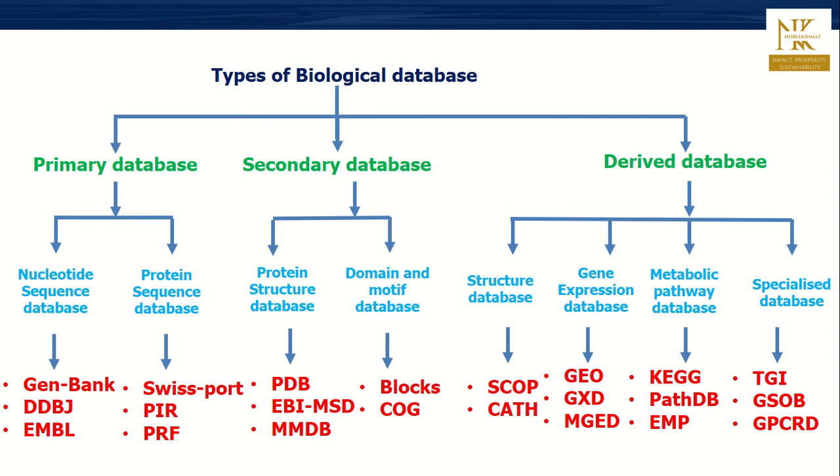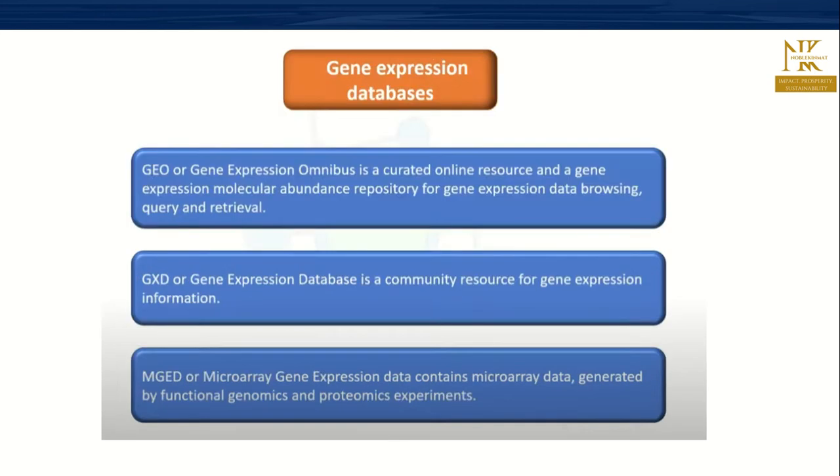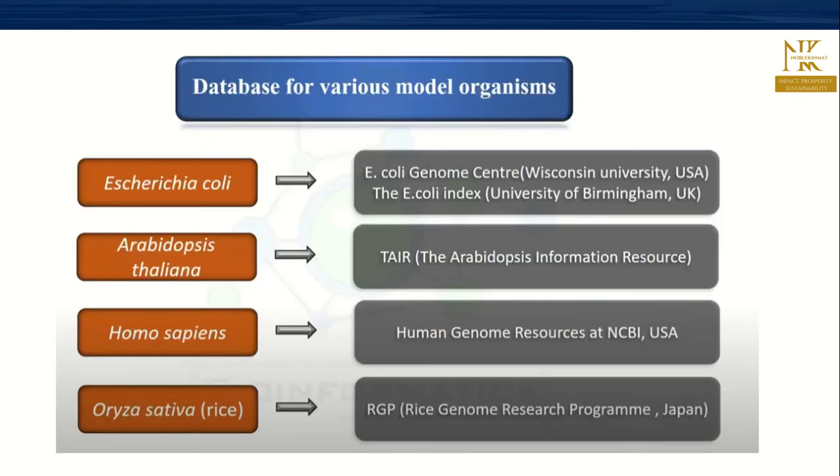So this is just to give us information on how these databases differ from one another. And here is the derived database explanation. Now, we also have databases for various model organisms. These model organisms, we have many of them. And one of the bacterial model organisms is E.